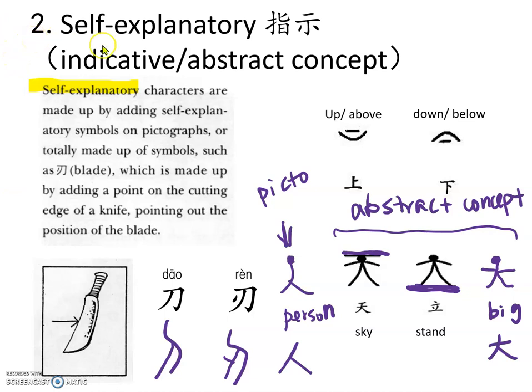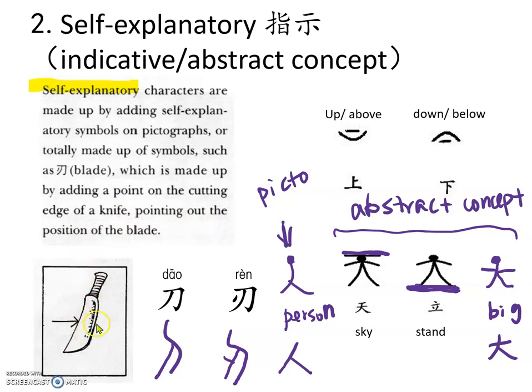Category number 2, self-explanatory. Some people call it indicative or abstract concept. So self-explanatory characters are made up by adding self-explanatory symbols on pictographs, or totally made up of symbols, which is 刃, blade, which is made up by adding a point on the cutting edge of a knife, pointing out the position of the blade.